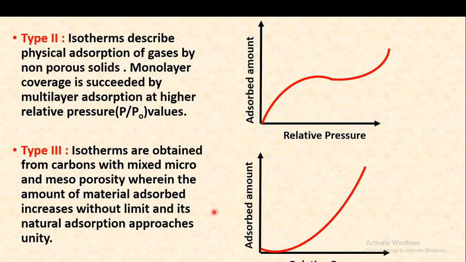So this is the nature of the graph for the type third isotherm. In the type second, the physical adsorption of gases by the non-porous solid, and in the type third, adsorption from the carbons with mixed micro and mesoporosity.